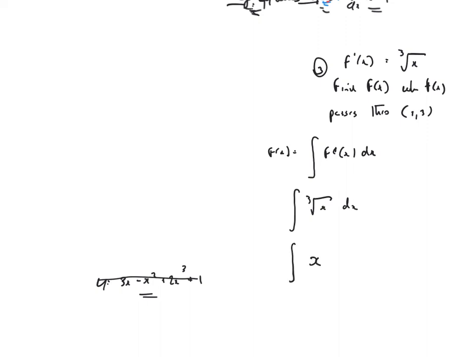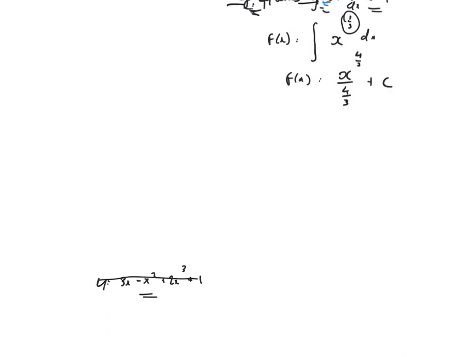Let's get rid of that root sign. That's going to be x to the 1/3. Integrate that: add 1 to the power, divide by the new power, so 1/3 plus 1, that's 1/3 plus 3/3, that's 4/3, divided by 4/3, plus the constant of integration. So f of x equals, bring that up, flip it over, 3/4 of x to the 4/3 plus c. Let's reintroduce the root sign: 3/4 of the cube root of x brought to the power 4 plus c.